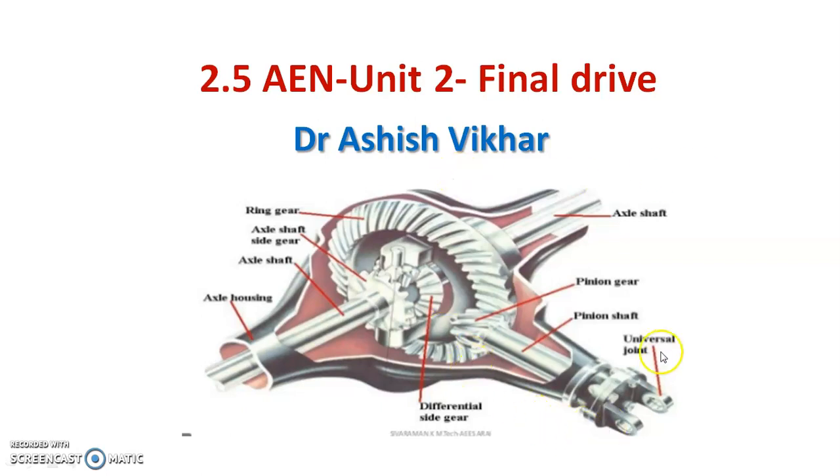In this sketch you will see the universal joint which is coming from the propeller shaft, which is attached here to the pinion shaft of the final drive. On this pinion shaft the pinion gear is mounted. So the pinion gear is in connection with this ring gear, this big ring gear. After that this is the axle shaft on which the axle shaft side gears are mounted. At the center you will see here the differential side gear. So how this mechanism works, that we will study in this lecture along with other details.